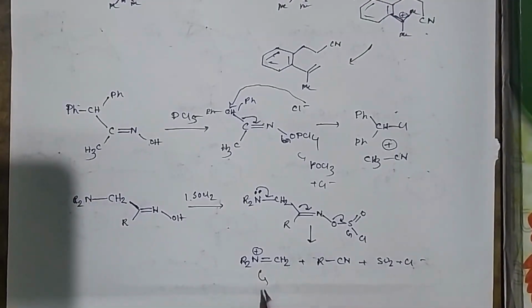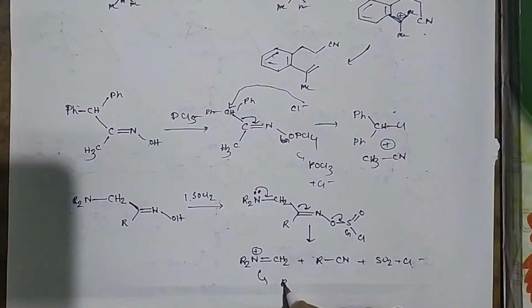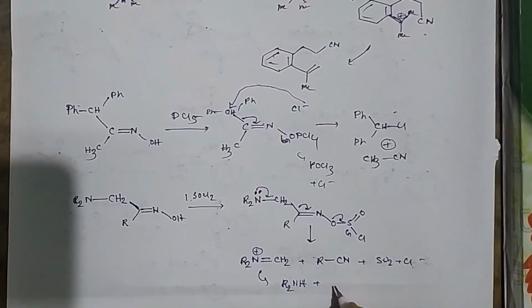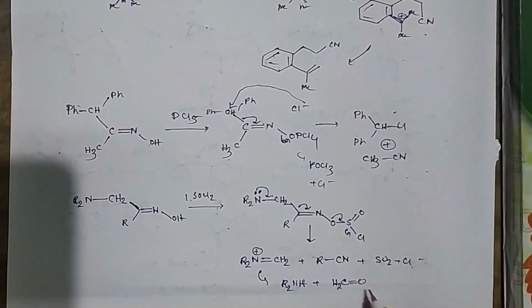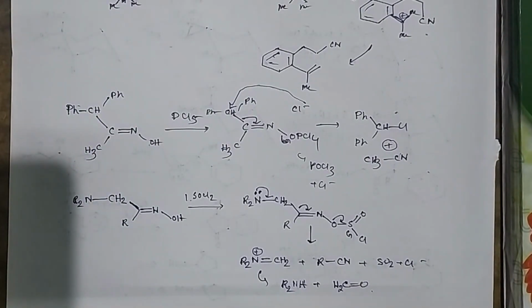And that fragment will again be hydrolyzed, and we get formaldehyde and a secondary amine as another two byproducts. So these are our products from these reactions.